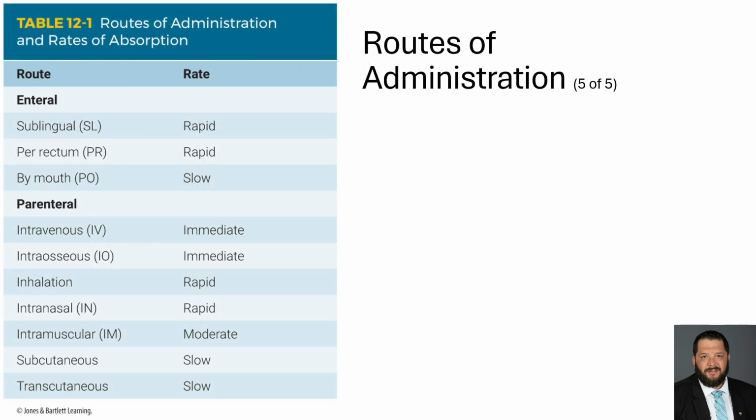Here's a list of some of the common routes of administration with their uptake rate based on that route. As we can see, some of the enteral routes, such as sublingual and per rectum, can be delivered quickly or their uptake rate is faster, while things given by mouth are generally slow. Parenteral routes have the fastest way to get medication to the affected area, particularly intravenous and intraosseous, where uptake is nearly immediate. Inhalation, intranasal, intramuscular are all rapid to moderate uptake, while subcutaneous and transcutaneous routes typically have a slower uptake rate.